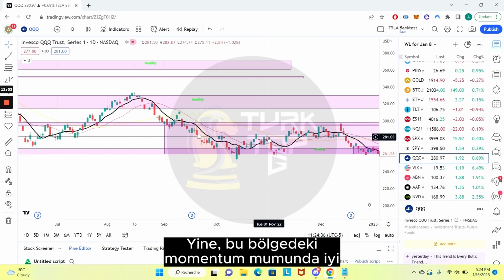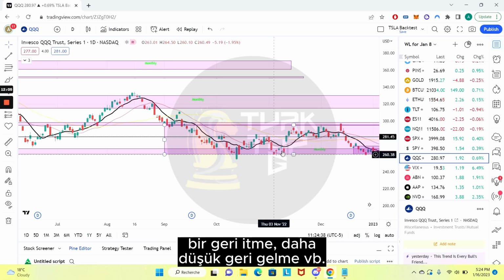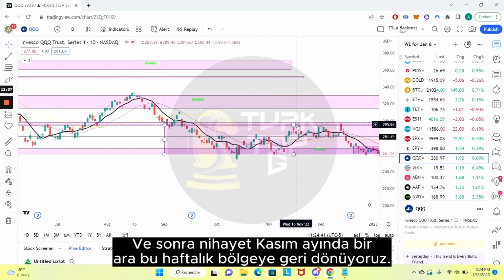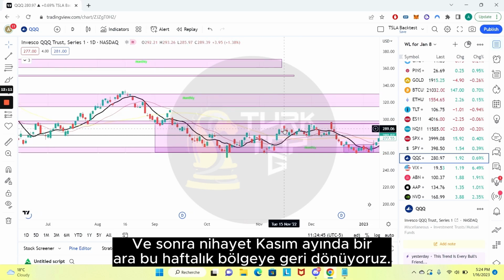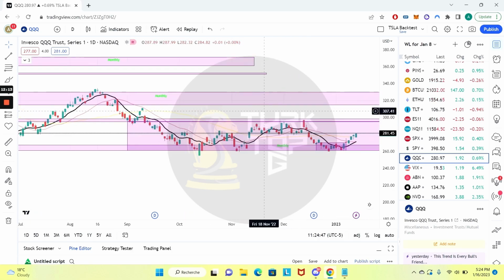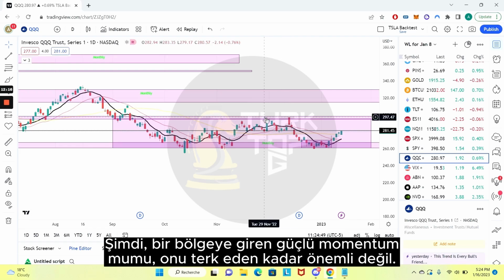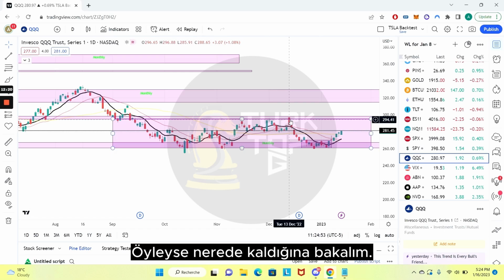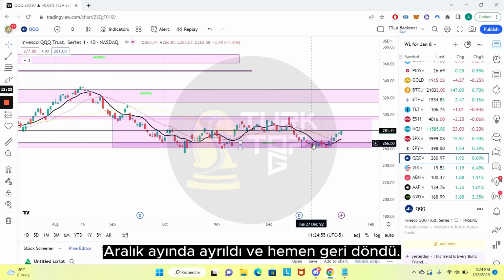Again, good push back with the momentum candle at this zone, come back lower, and so on, and then we finally end up back at this weekly zone sometime in November. Now, a strong momentum candle into a zone is not as important as the one leaving it, so let's see where it left. It left in December and right back at it.